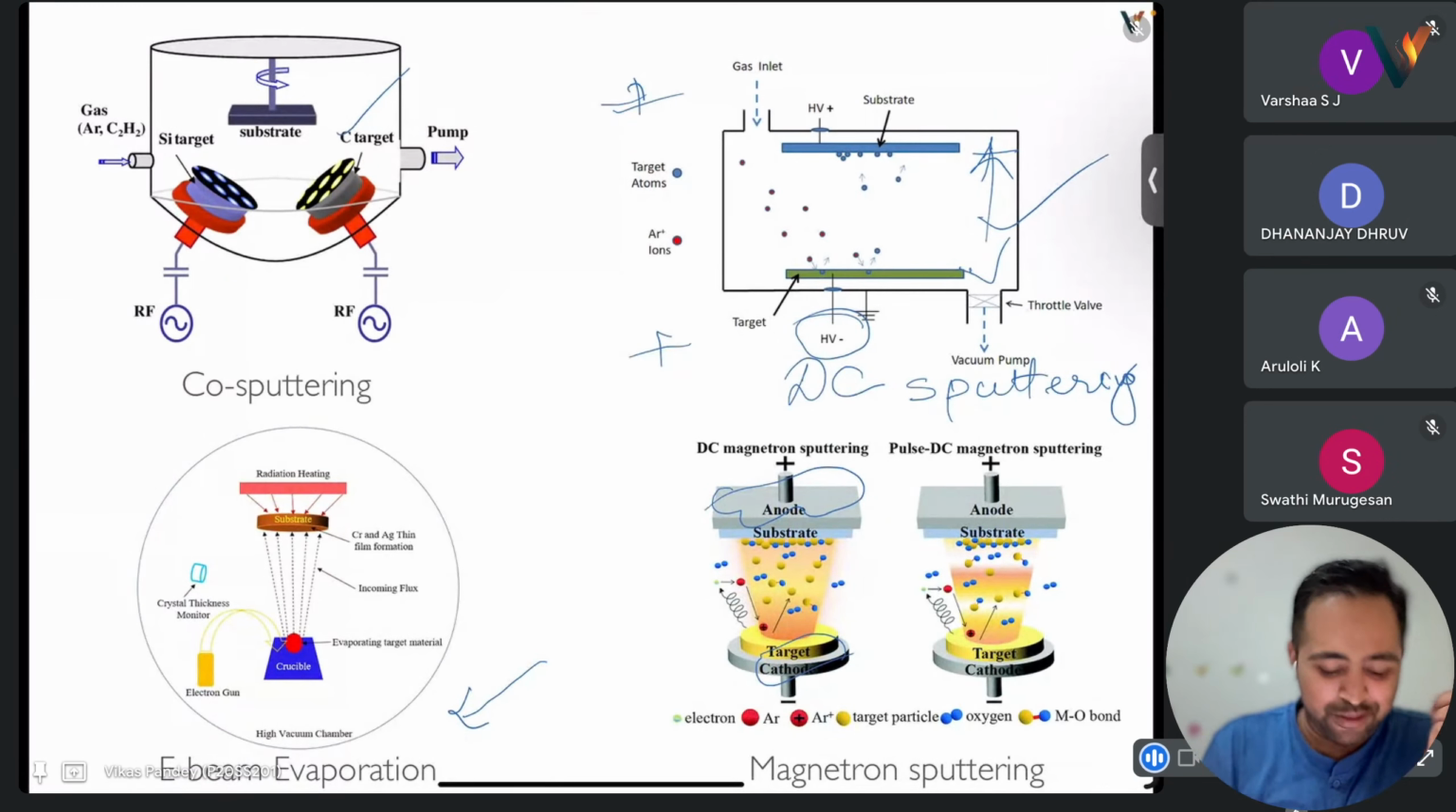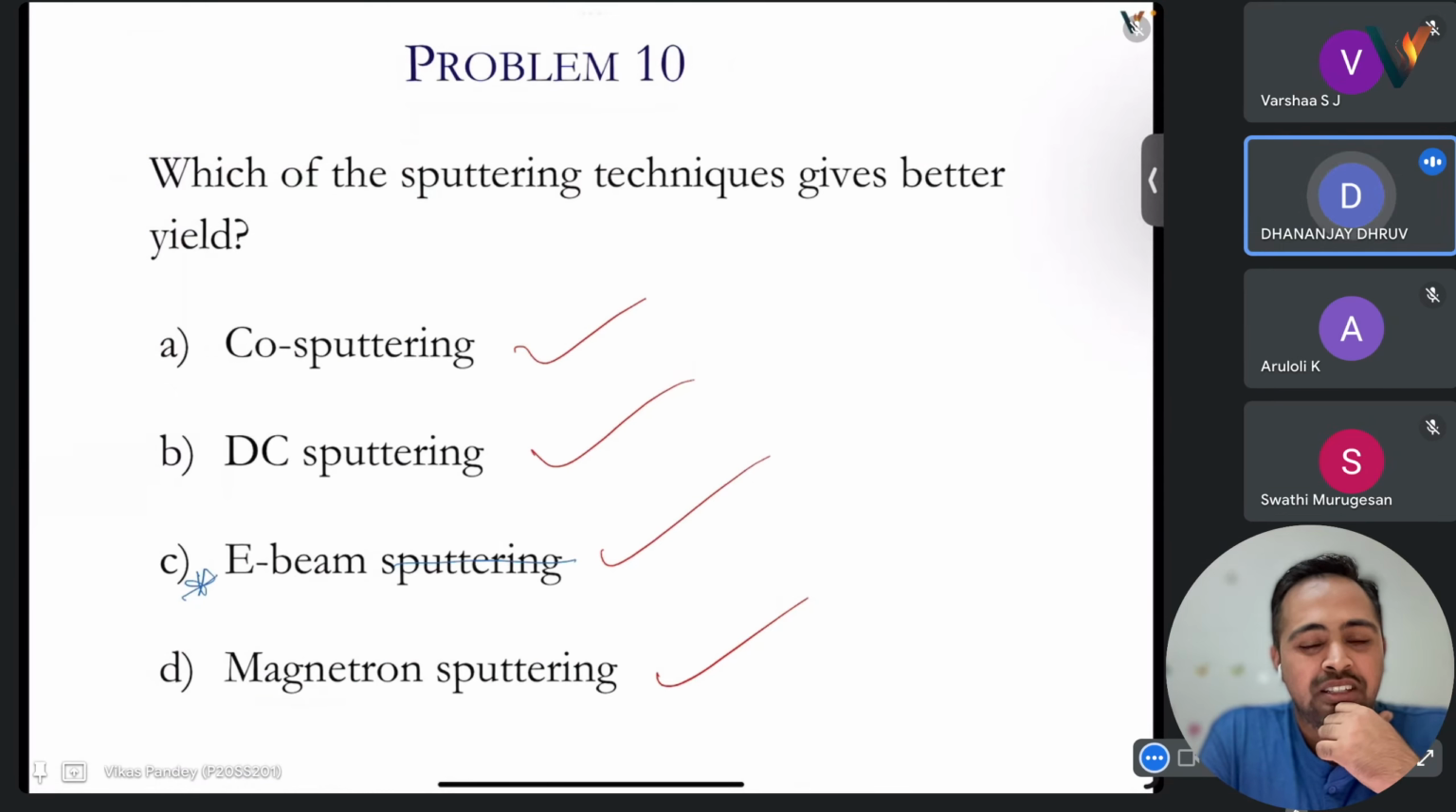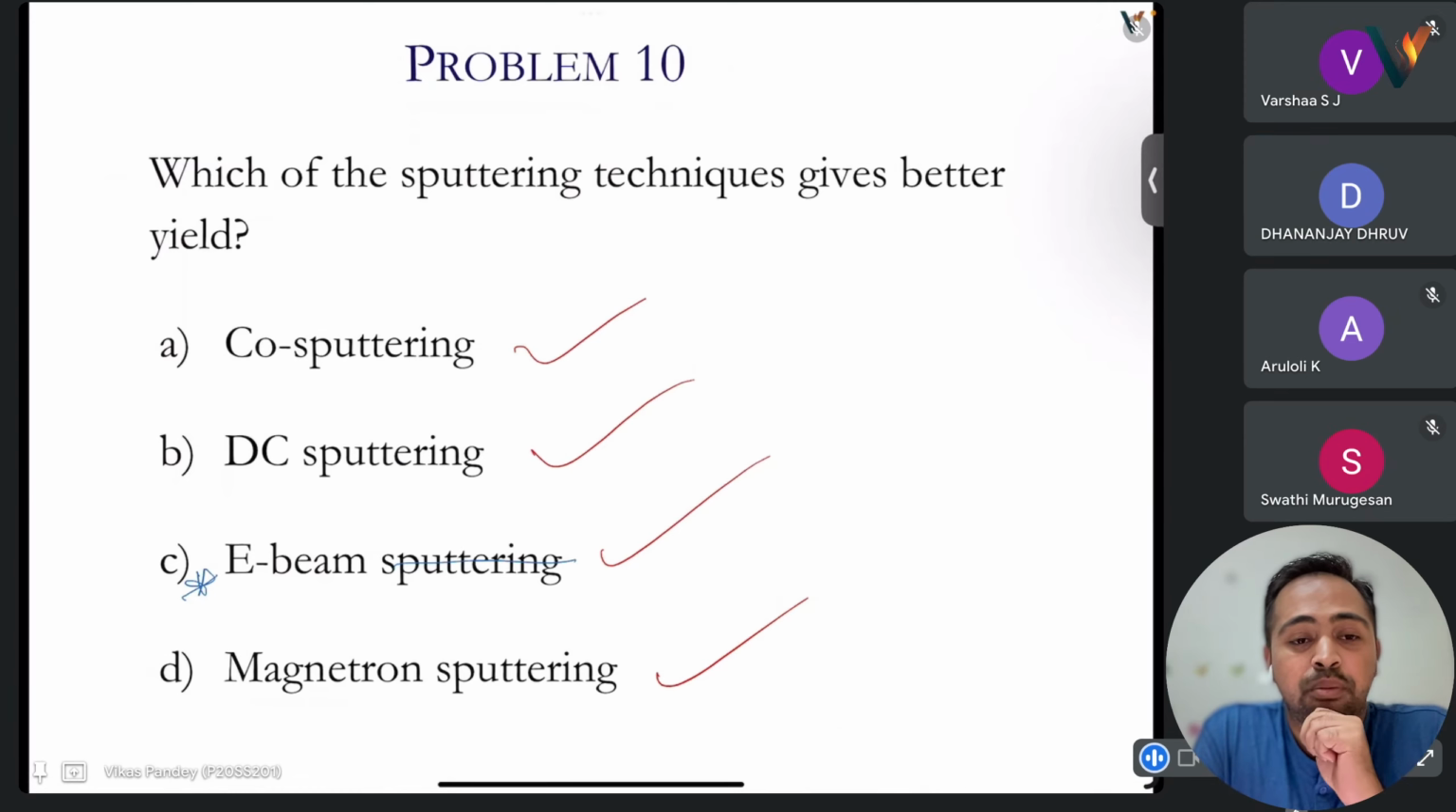But there is actually no electron beam sputtering. You told there is electron beam evaporation. Basically, I heard somewhere, Vikas, that it is for the sputtering of insulating materials. It is actually being talked about nowadays, but from what I have studied, it is still mostly considered part of the evaporation techniques. So it is still not being categorized as a sputtering technique.